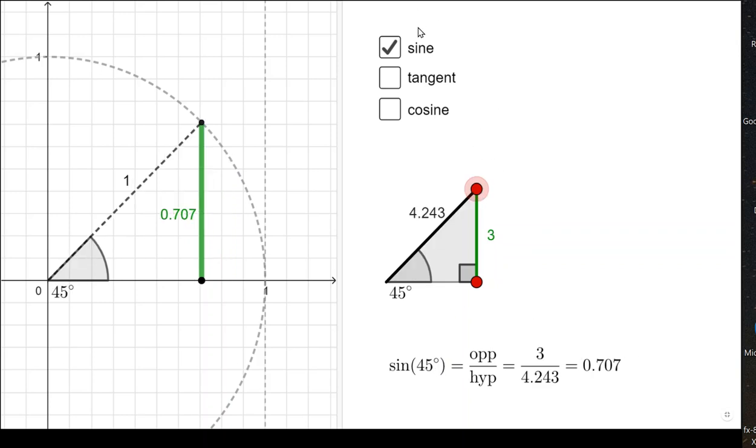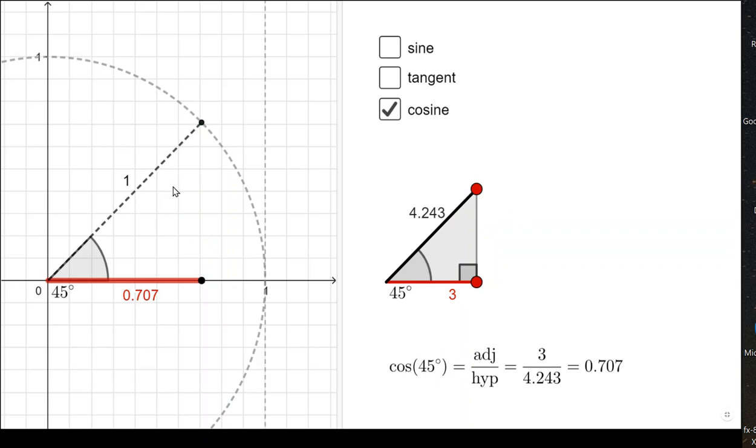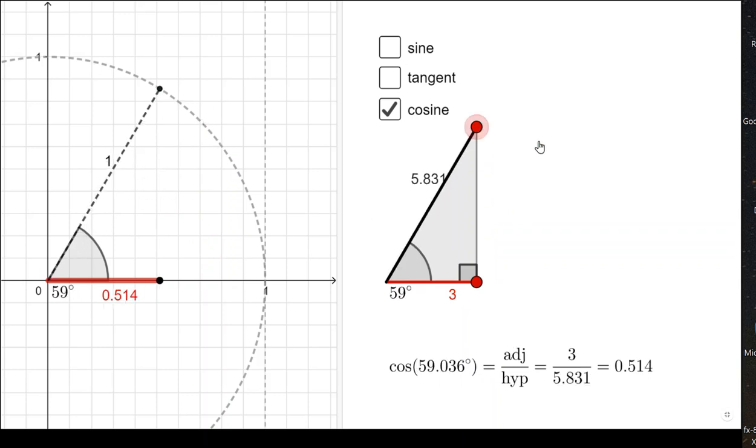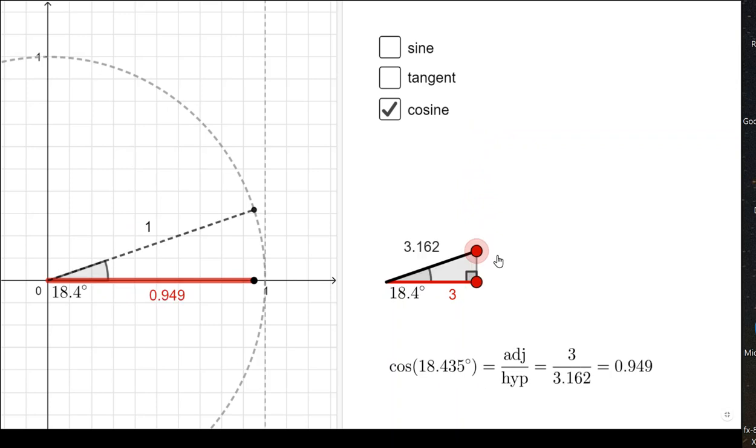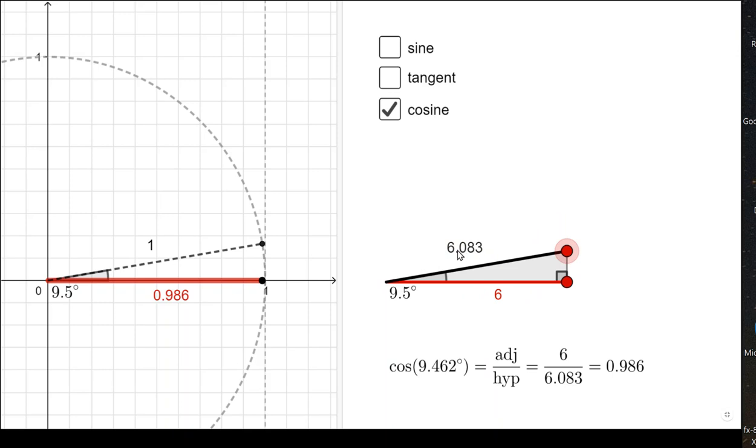And you have a similar situation for cosine. How many 5.831s fit along here? Of course, it's going to be a number less than 1. It's 0.514. Notice as we make the angle smaller, we actually see more, even if it's a fraction, more 6.083s fit here, 0.986 of them. So the interpretation of the cosine of 9.5 is how many hypotenuses fit on the adjacent.